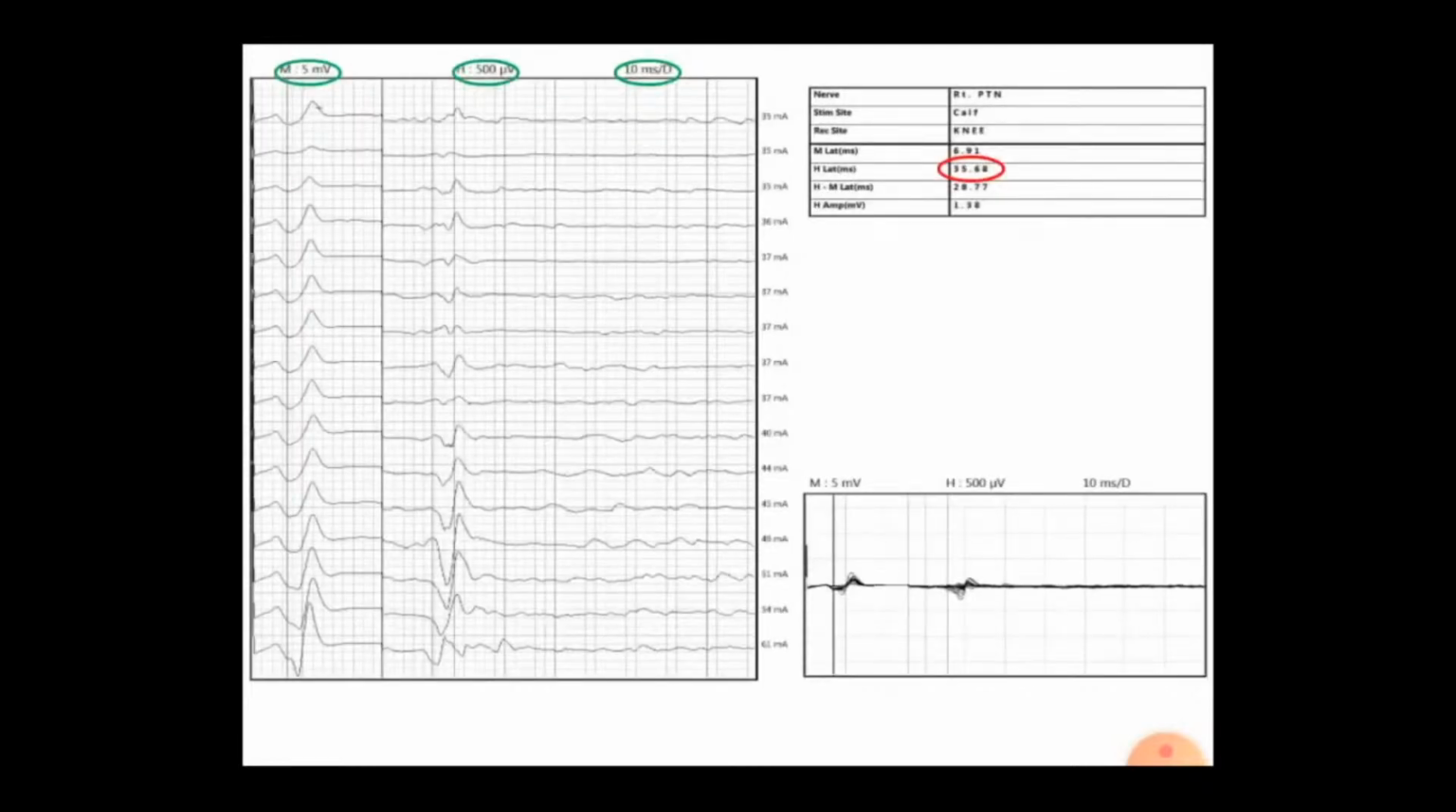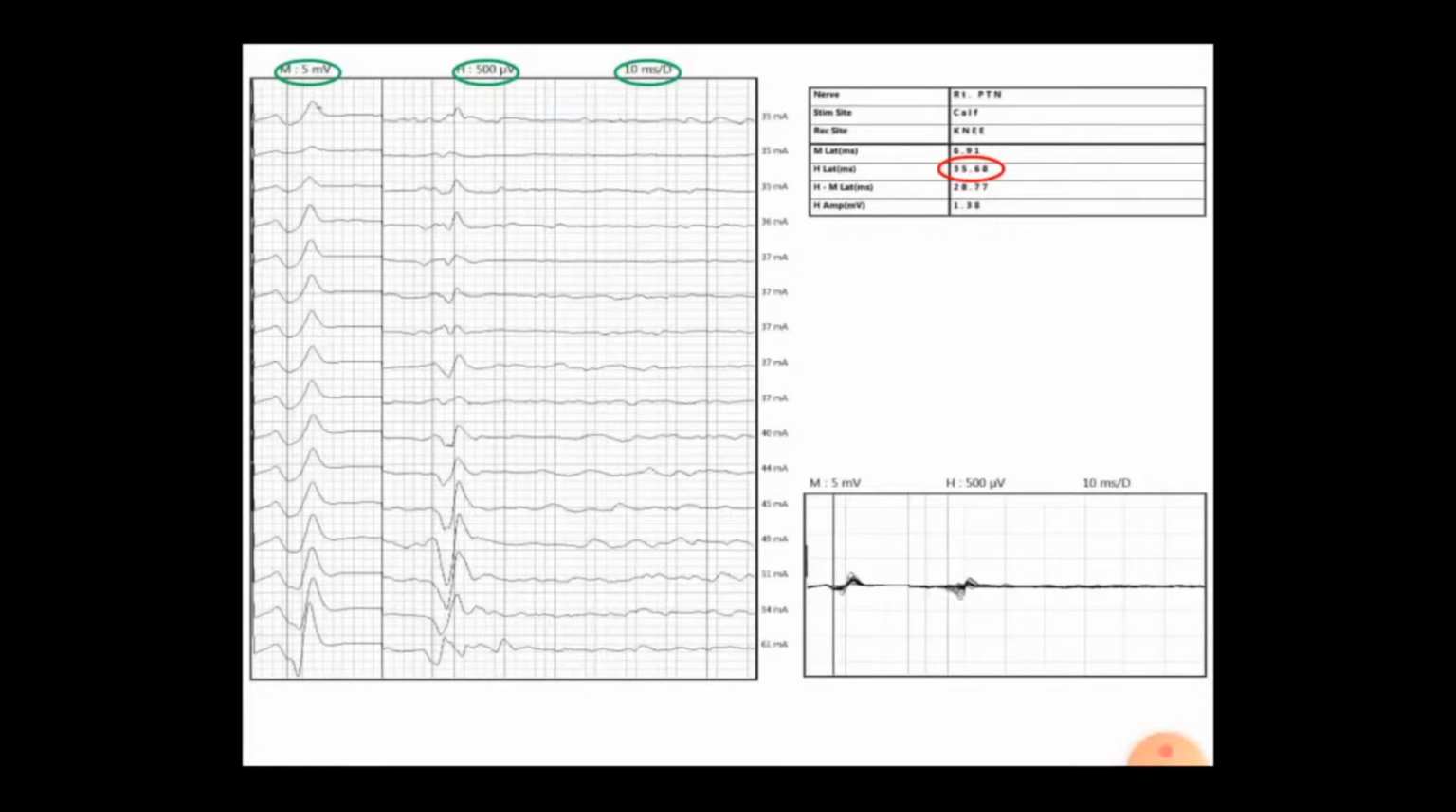Now here you can see it is the H reflex. On the left side of the graph you can see the M wave, and on the right side, in the middle part of the graph, you can see the H. The M wave is seen at the gain or sensitivity of 5 millivolt, and the H is seen at the gain or sensitivity of 500 microvolt, and the whole graph is with the sweep speed of 10 millisecond per division. Here you have to see the H latency, it is 35.68 millisecond.